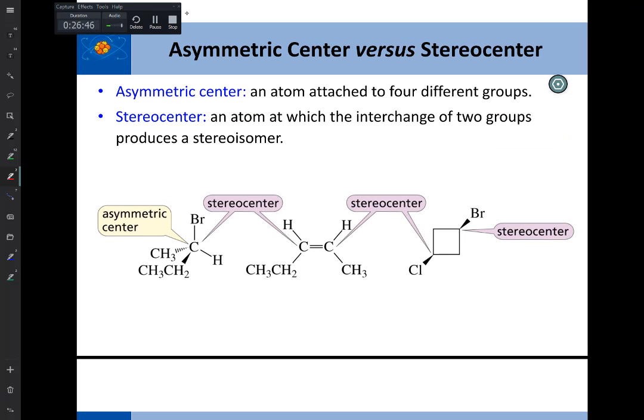These are also, because of, this is cis-trans. Let me do that, cis-trans. But they're not chiral stereocenters. This is cis-trans. And this is chiral.